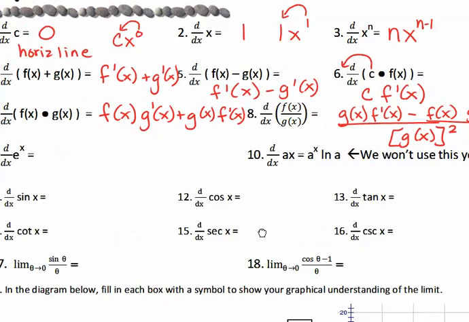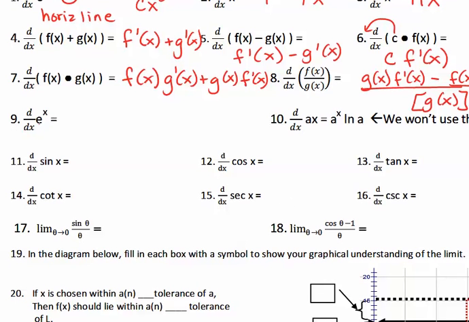All right. And then we have the derivative of e to the x. This was the last thing we talked about. Remember that the derivative of e to the x is the one function that is its own derivative. So the slope here appears to be 1. The slope here at e is e. The slope over here is 1 over e. So the derivative of e to the x is e to the x.